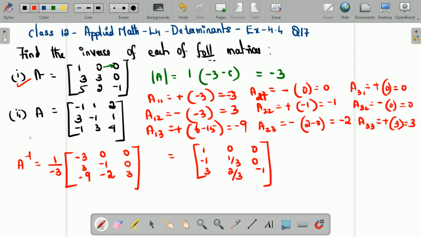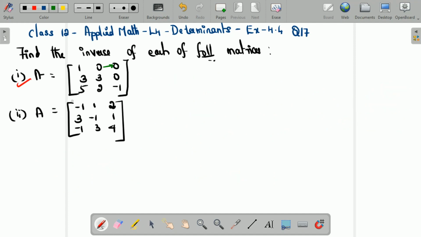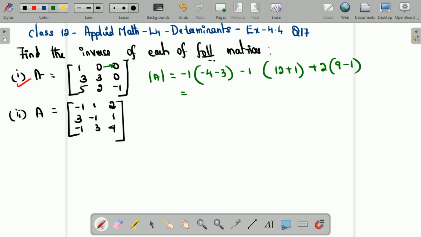Now let's look at the second matrix. Let's find the inverse of this matrix. Let's first start with the determinant. So this is minus 1 into minus 4 minus 3, minus 1 into 12 plus 1, then plus 2 into 9 minus 1. So this is minus 7 into minus 1 is plus 7. 13 minus 1 is so minus 13. And this is 8 into 2, so it is plus 16. So the final answer, the determinant of A is 10.